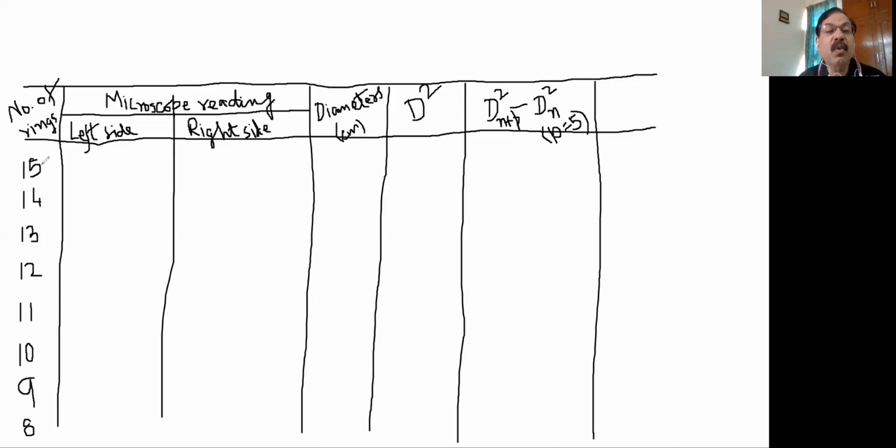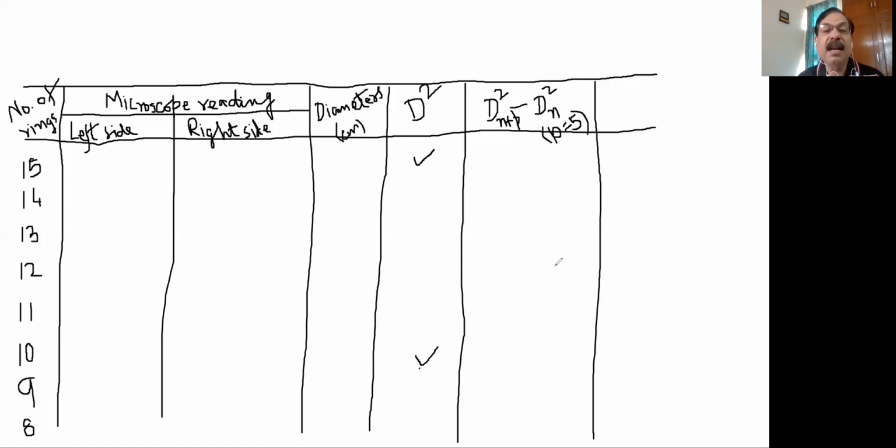Okay, then suppose we take the square of the 15th diameter. Here p is 5, then n will be 10. It means from this square value I will subtract the square of the diameter of the 10th ring.